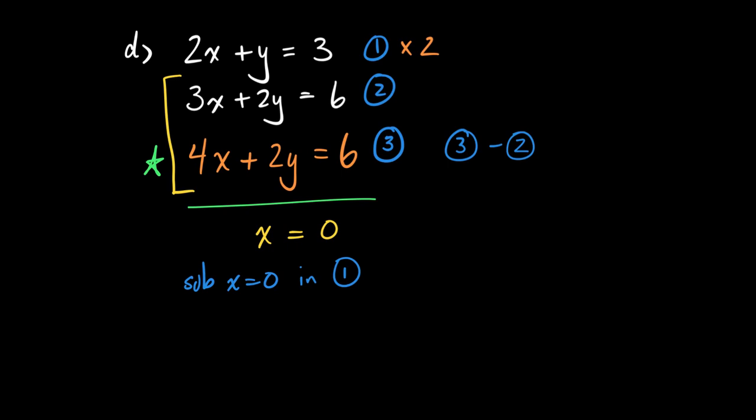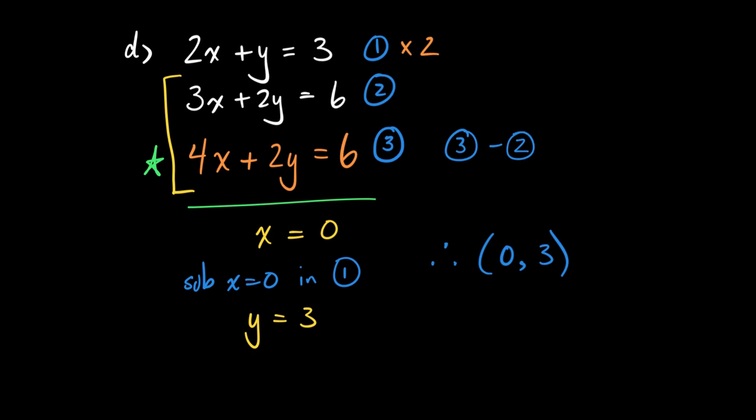2 times 0 is 0, and that gives me a very clean equation of y equals 3. I actually have my full solution now. So I just need to remember, state my final solution, x coordinate, y coordinate, and we are good.